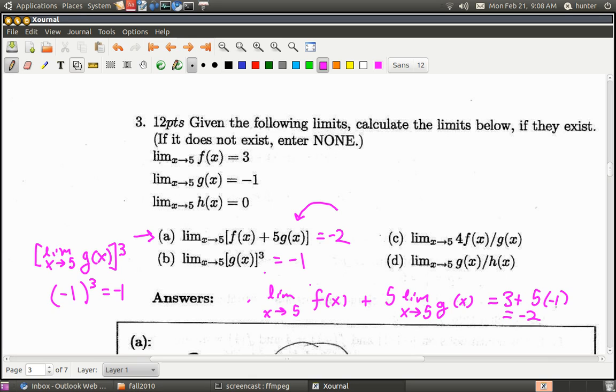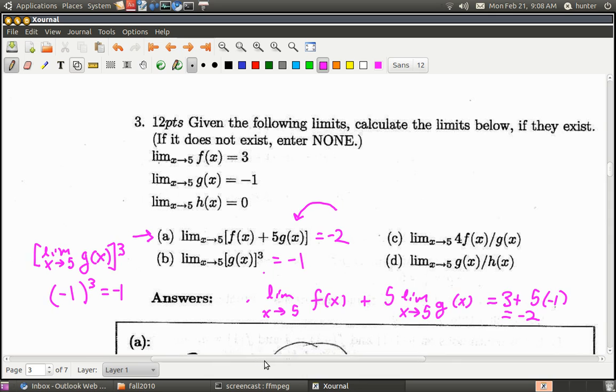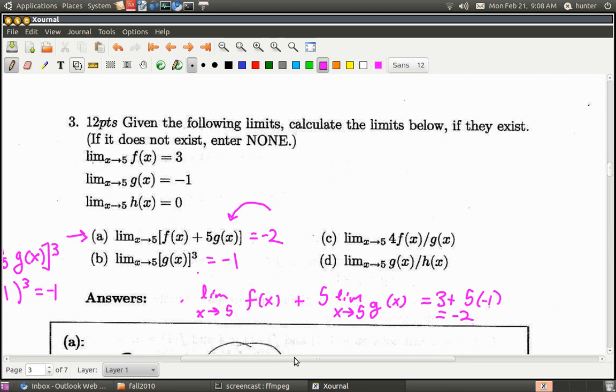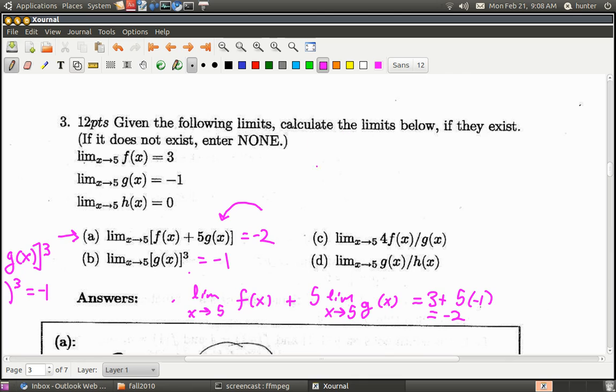Alright, and now let's look at c. Okay, so again, the limit of the quotient is the quotient of the limits. So I could just go ahead and rewrite this as 4 times the limit of f divided by the limit of g. There's a special caveat for that one, which is that the limit of the denominator can't be 0. But the limit of the denominator is -1. So we could go ahead and rewrite things that way. And if we did, this would come out to be just 12 divided by -1, right? So this is -12.